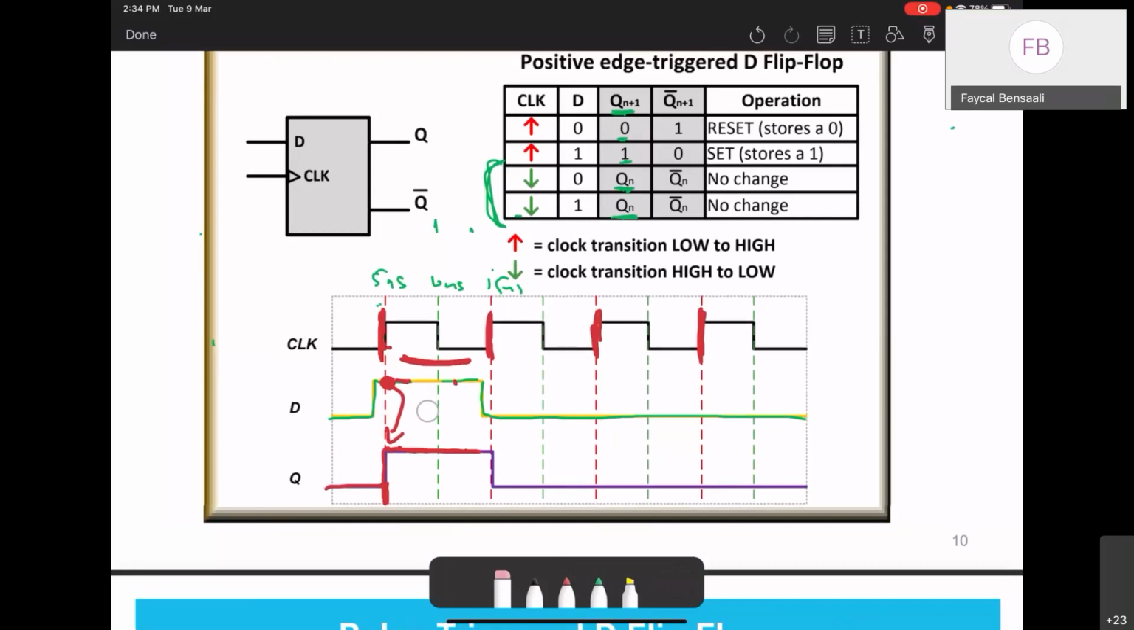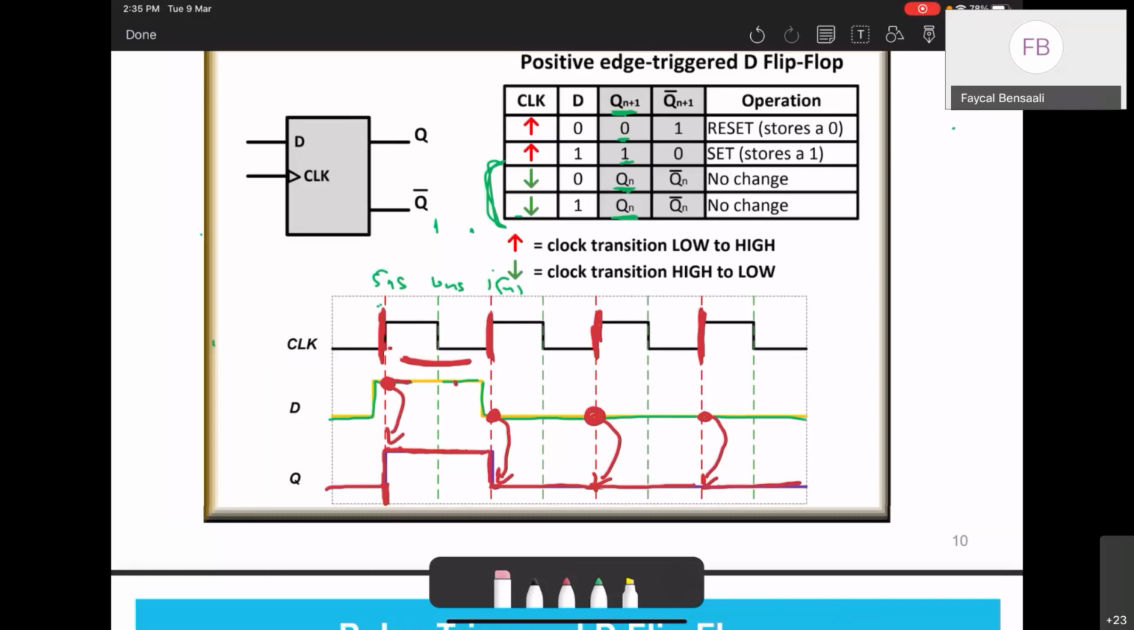Now, if I go to the next rising edge, D is 0. So this is why Q goes to 0. So we update here, Q follows D. We say Q follows D, right? And then at the next rising edge, D is 0. So it stays 0. This is why we didn't change. The next rising edge, D is 0, so it stays 0, and so on. This is how it works.